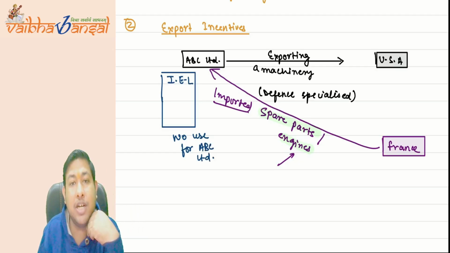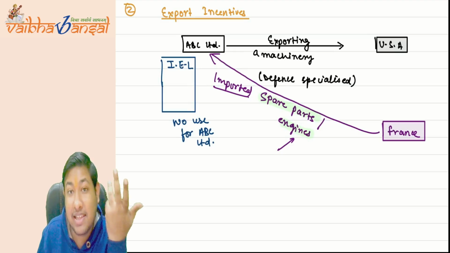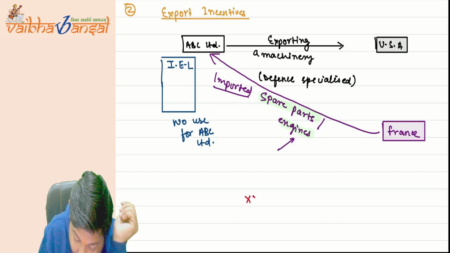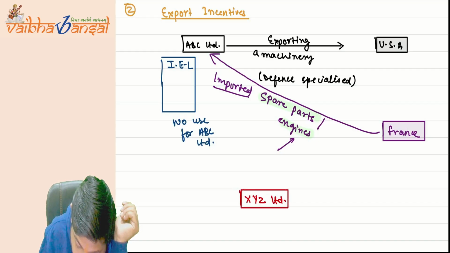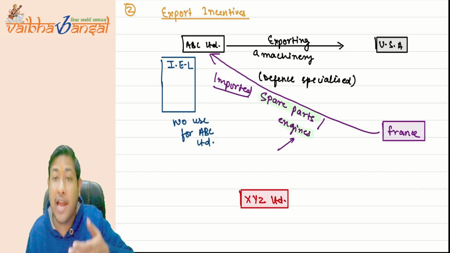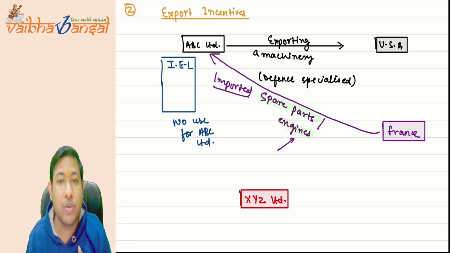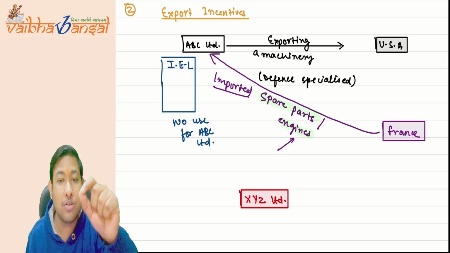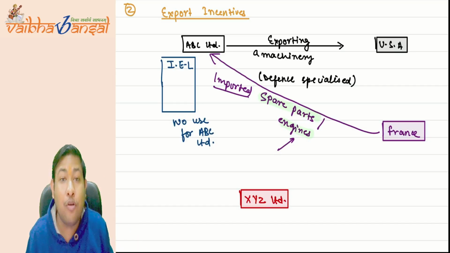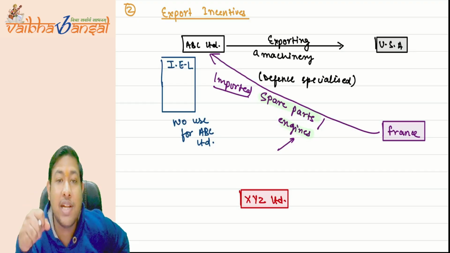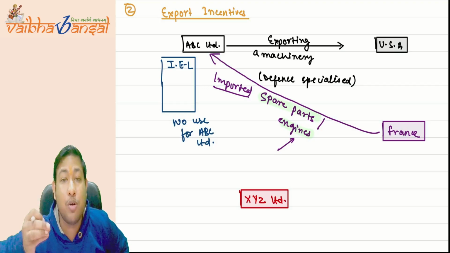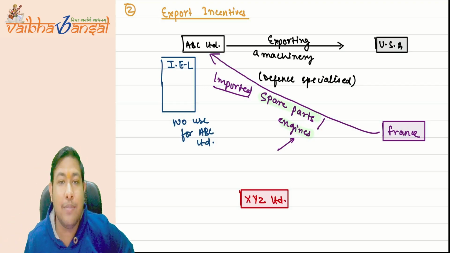So what does ABC Limited do? ABC Limited finds another company. Suppose it finds XYZ Limited of India. Now XYZ Limited has orders of exporting defense specialized machinery to USA, and for that purpose it needs that spare part or engine to be imported in India. For that, XYZ Limited does not have the import entitlement license. The import entitlement license was only with ABC Limited.